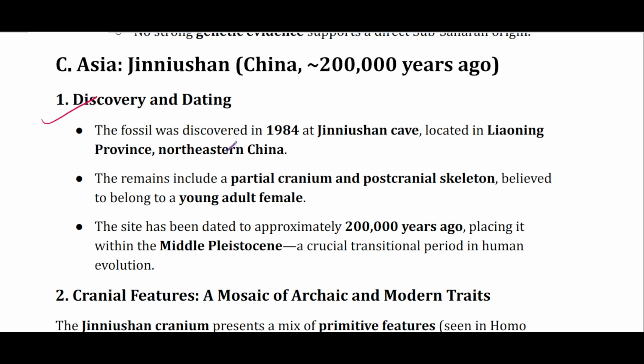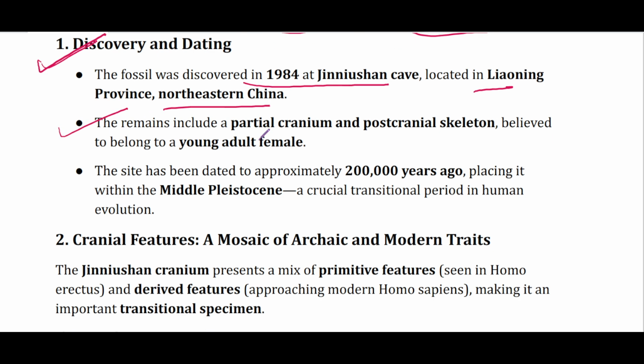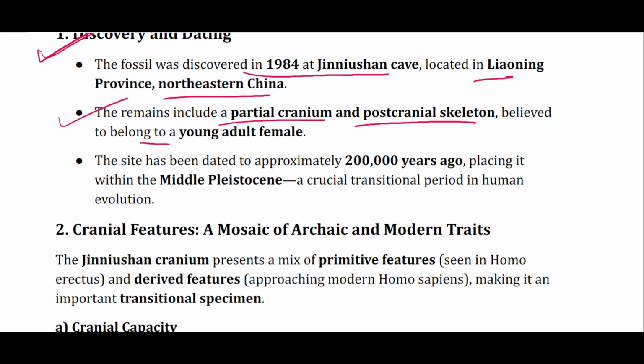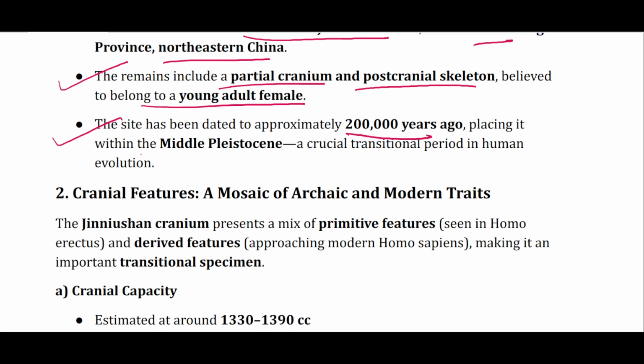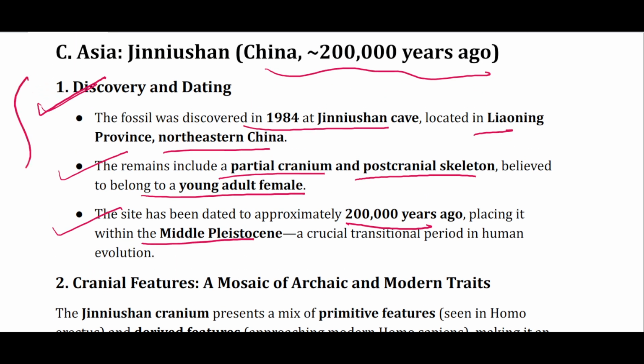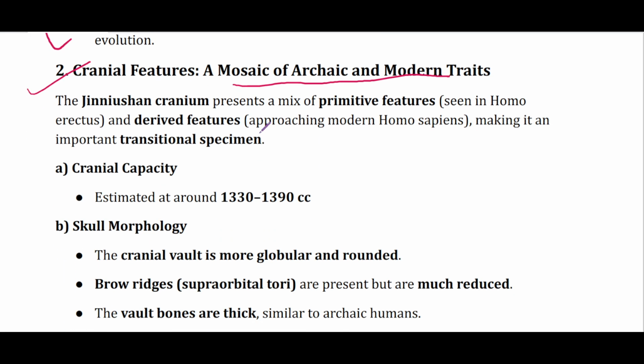So, the Jinniushan fossil from China was discovered in 1984 at Jinniushan Cave in Liaoning Province, northeastern China. The fossil remains include a partial cranium and postcranial skeleton belonging to a young adult female, placed around 200,000 years ago in the Middle Pleistocene. The time and physical characteristics both coincide with the existence of Homo erectus and archaic Homo sapiens. Now, the cranial features are a mosaic of archaic and modern traits.